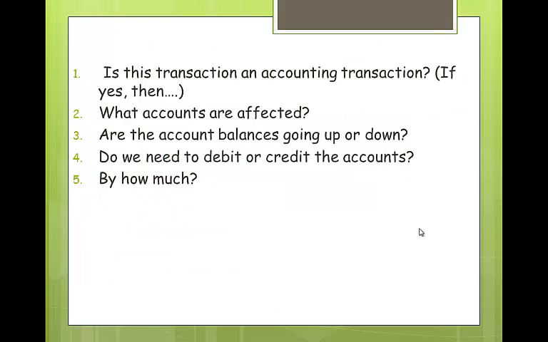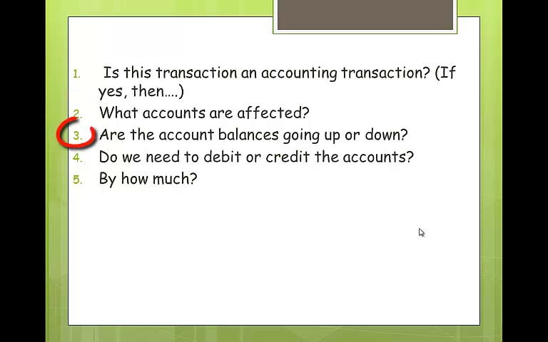When you are analyzing a transaction to determine the proper journal entry to prepare, you must answer 5 questions. First, is the transaction an accounting transaction? If you answer yes, then answer the next 4 questions. If you answer no, then this transaction does not need to be journalized because it does not affect the accounting equation. If we answer yes to the first question, then we have to determine what accounts are affected.